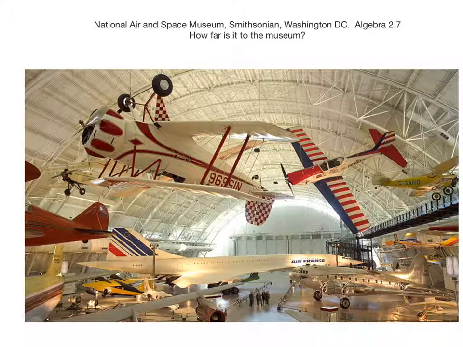So this is lesson 2.7. This is a picture of the National Air and Space Museum at the Smithsonian in Washington, D.C. This is Algebra 2.7. And the question is how far is it to the museum?